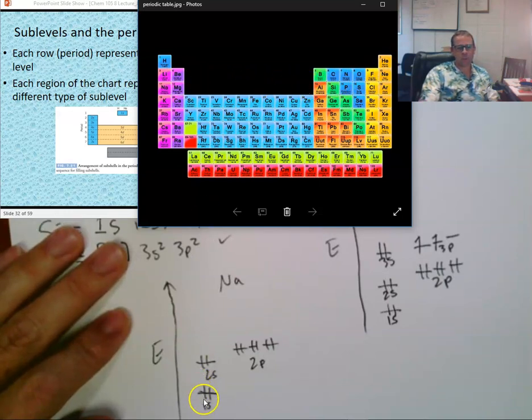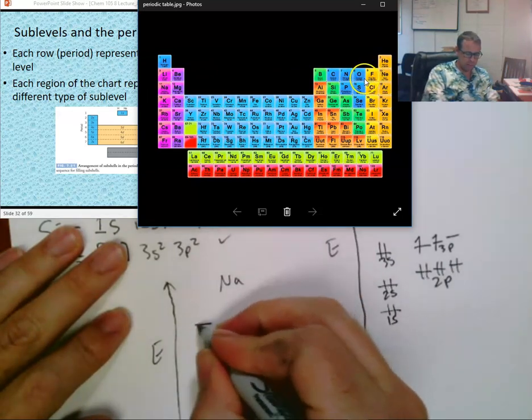If I stop right now, 1, 2, 3, 4, 5, 6, 7, 8, 9, 10 electrons. So I can always just count the number of electrons to find out where I'm at. I'm at neon. If I want to get to sodium, how many more electrons do I have to add, Camilla? You're at neon? I'm at neon, that's right. Just one? Just 1 more electron.